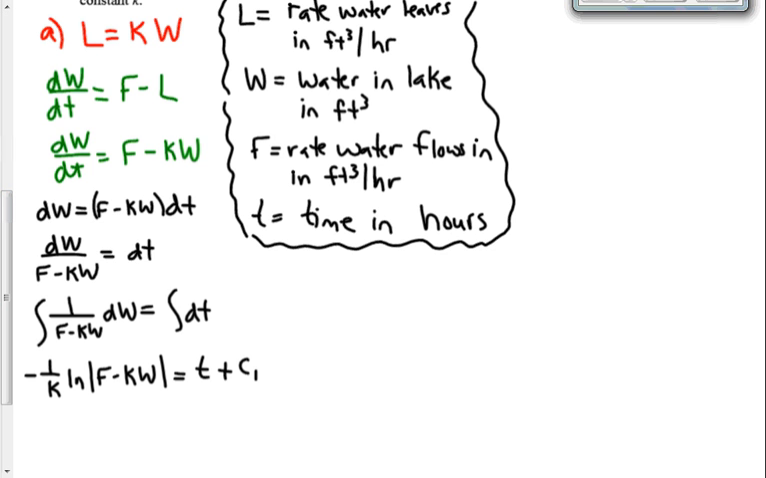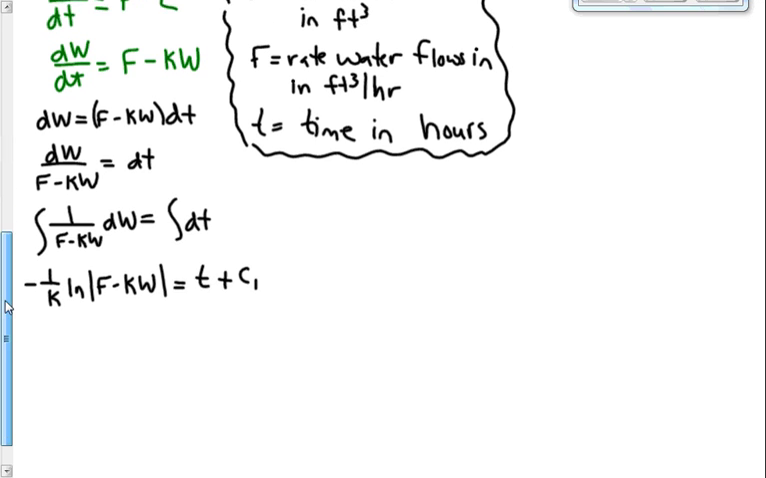So this is what I got when I separated my variables and found my antiderivative. Negative 1 over k natural log of the absolute value of F minus kW equals t plus a constant c1. Now I'm going to try and solve for W, which is ultimately what I want to solve for. And finding c, I think, is going to be easier once we have our function in terms of W.